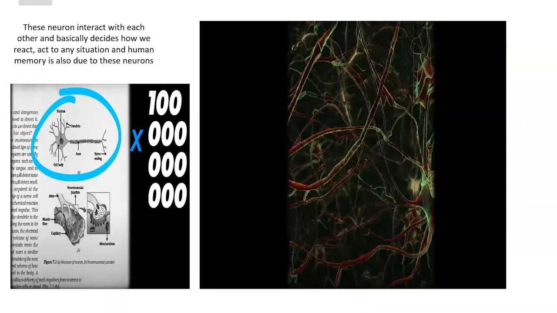Okay, so you can see a picture of a neuron in the book as well. This is how a neuron looks, right? It has cells inside it. It has everything that is required to process a signal. And these neurons are present in billions inside our body. So these neurons interact with each other and basically decide how we react to any situation. And human memory is also due to these neurons, right? So now you understand that since we are trying to replicate a human, an artificial neural network should also be able to react and act to any situation, right? And just like we have our own memory, artificial neural networks also have their own memory. And we'll come to it, what this memory feature in the neuron is.